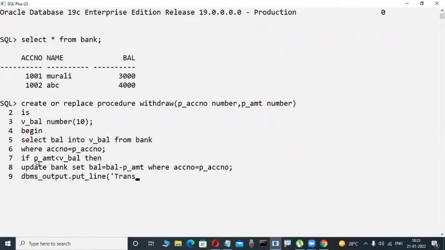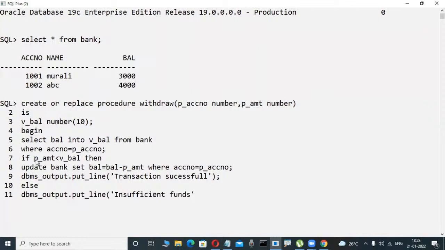Transaction successful. Don't worry about this one, just observe it here. Else, simple coding, some coding is there. And now check it out here: insufficient funds. Else, insufficient funds. Okay, some codings are there. This is not difficult coding, take it easy.